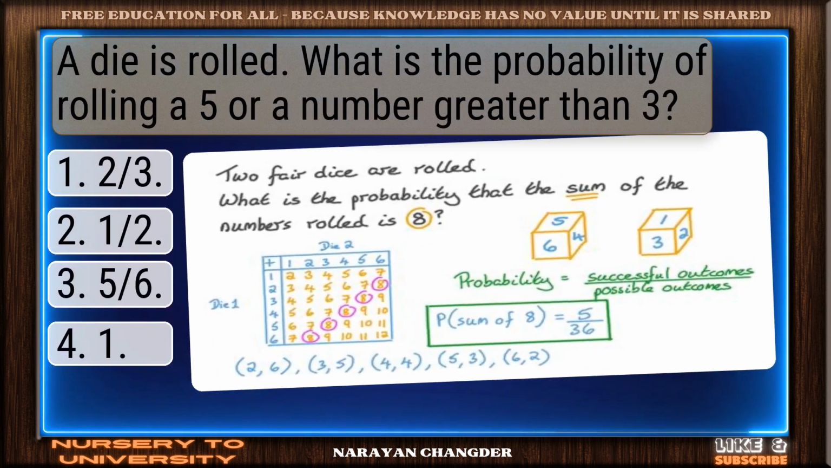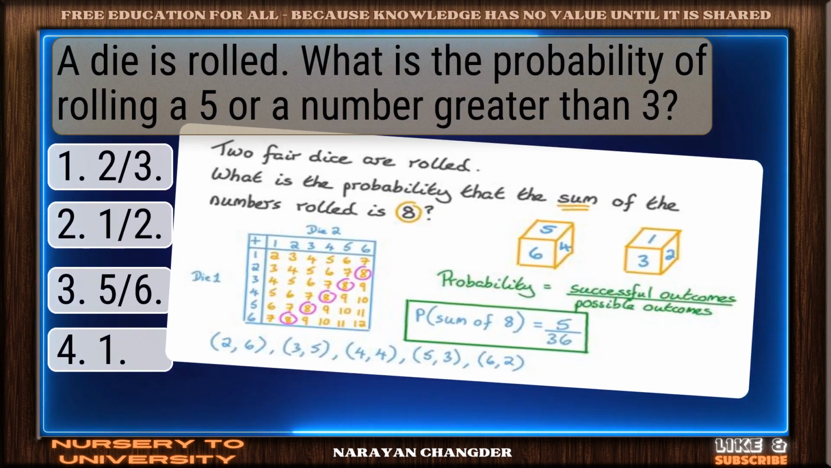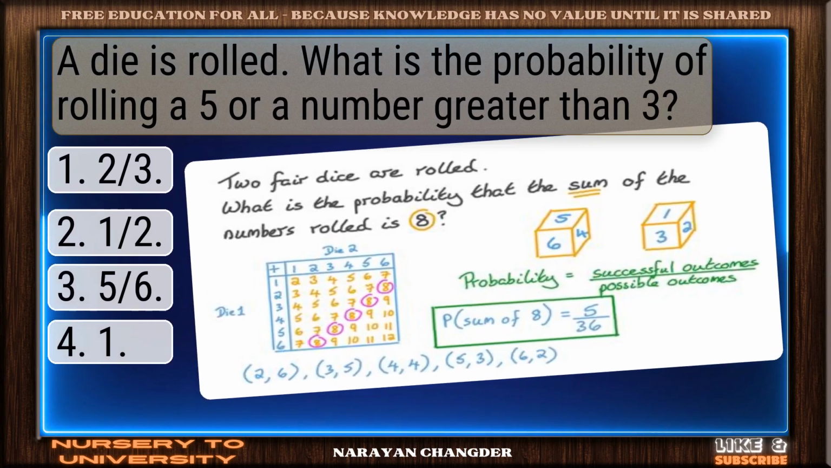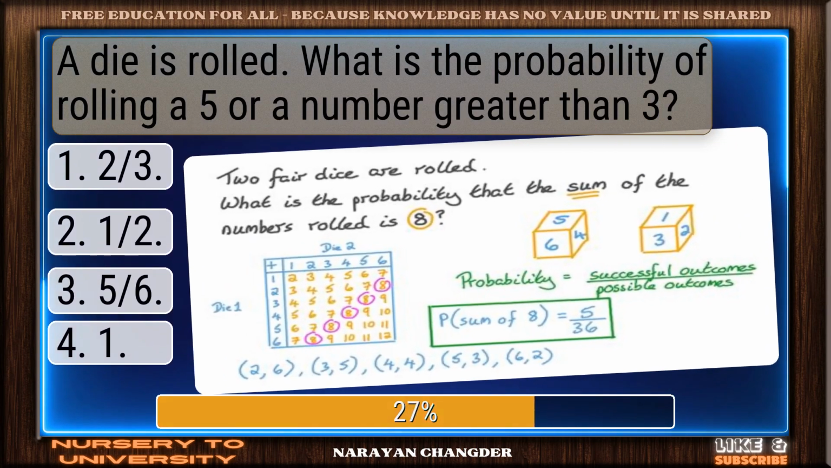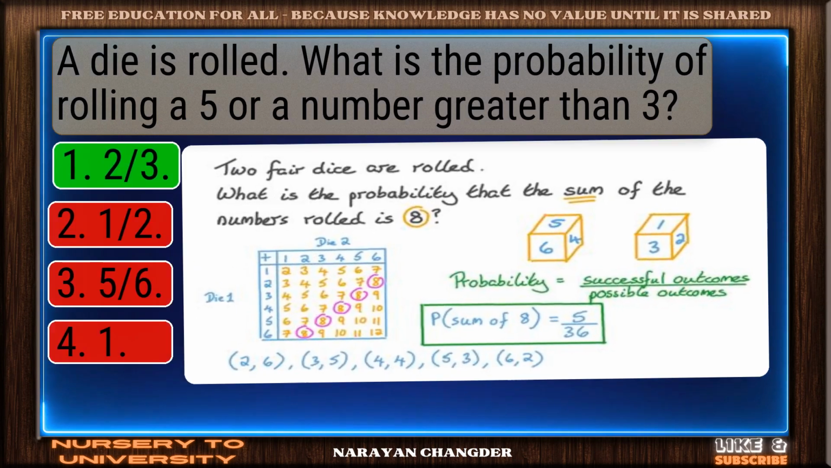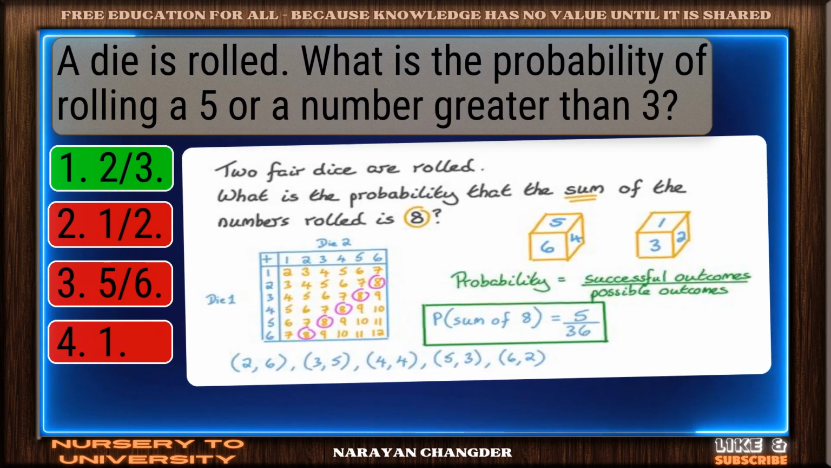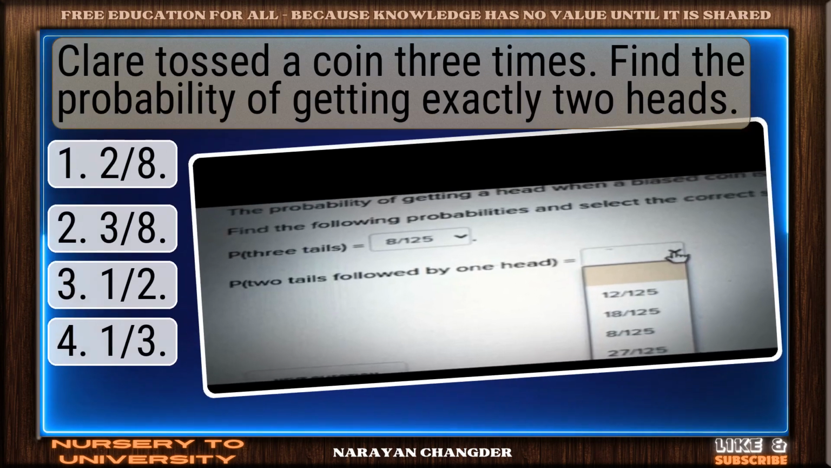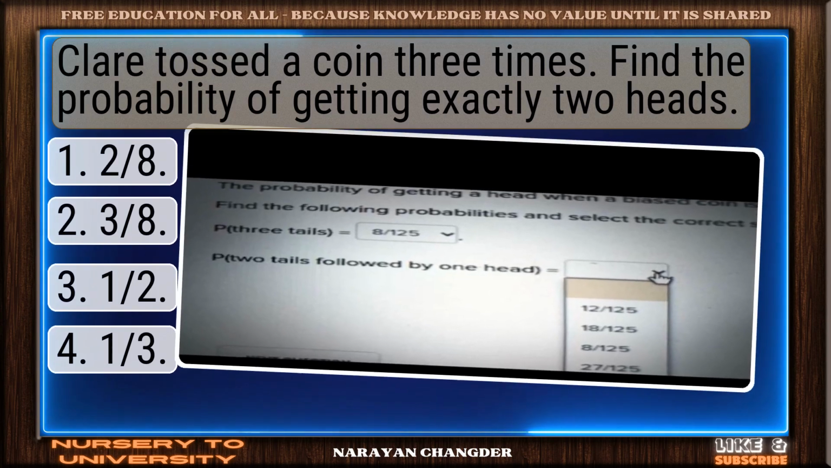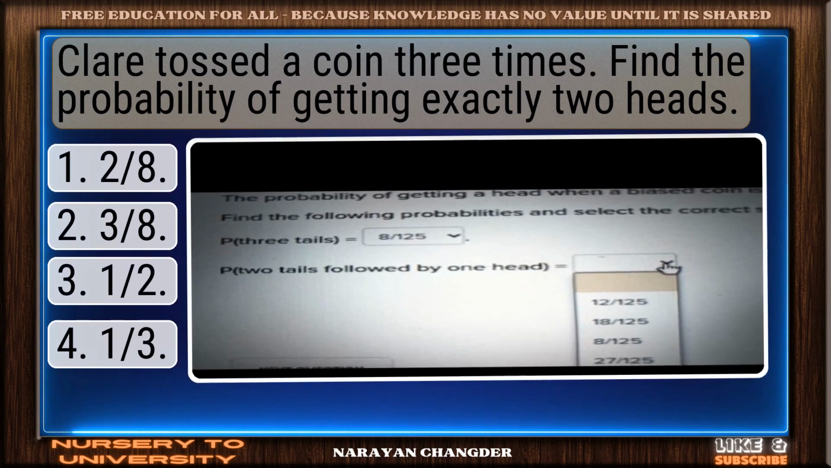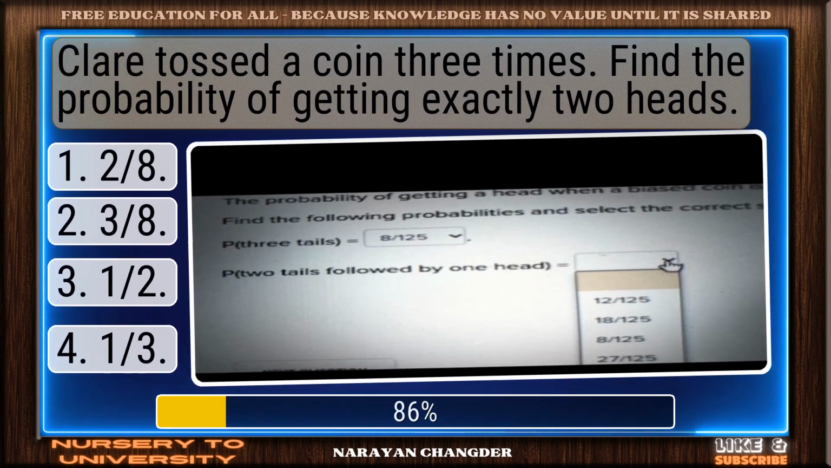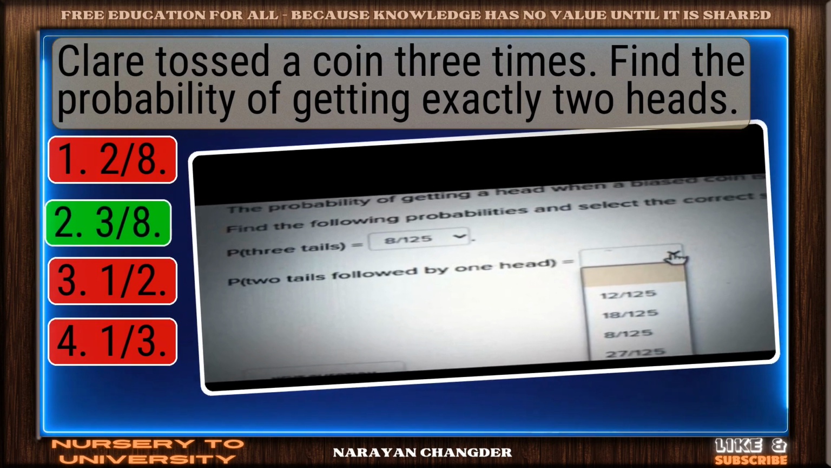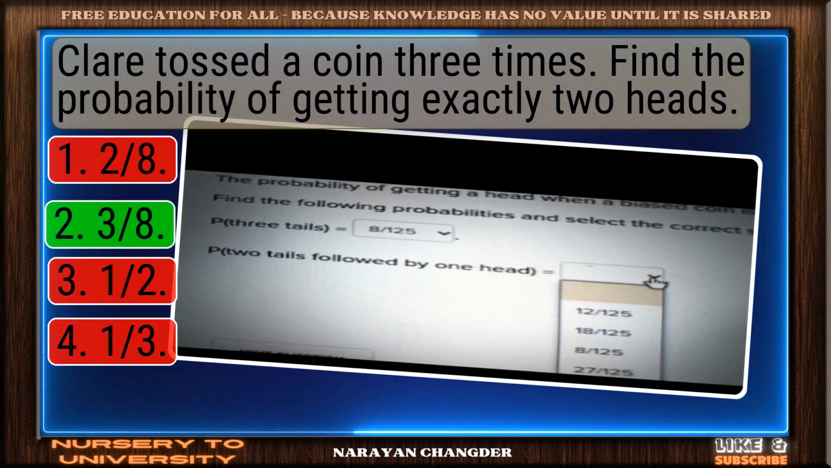Question number 36. A die is rolled. What is the probability of rolling a 5 or a number greater than 3? Good thinking. 2/3 is the right answer. Question number 37. Claire tossed a coin 3 times. Find the probability of getting exactly 2 heads. Well done. 3/8 is the right choice.